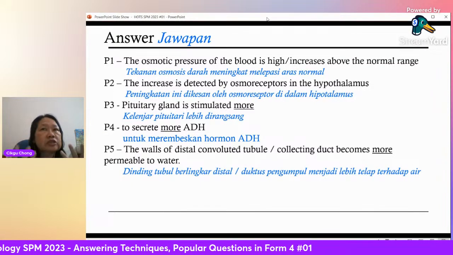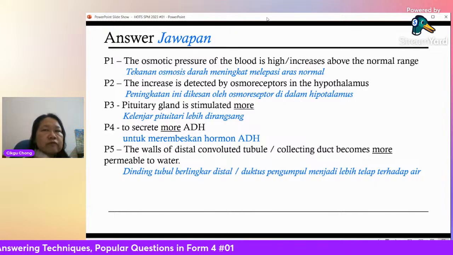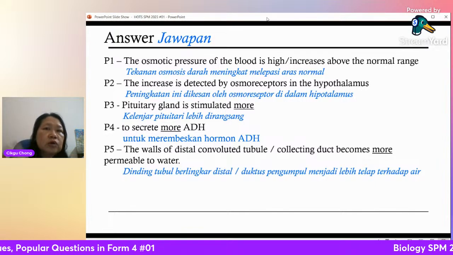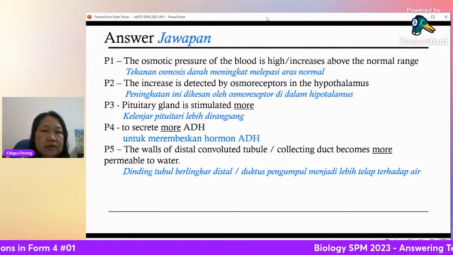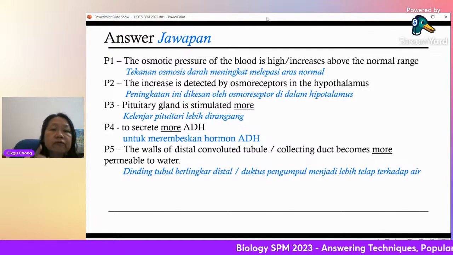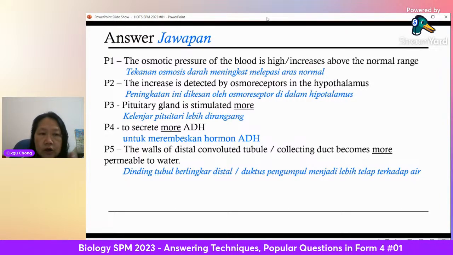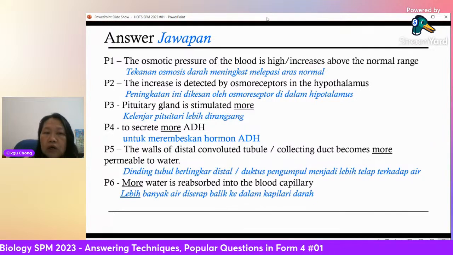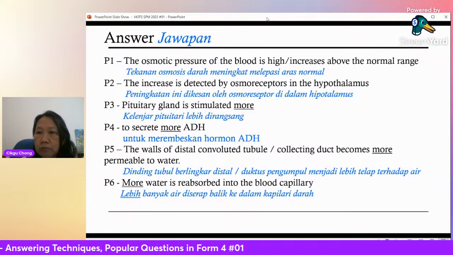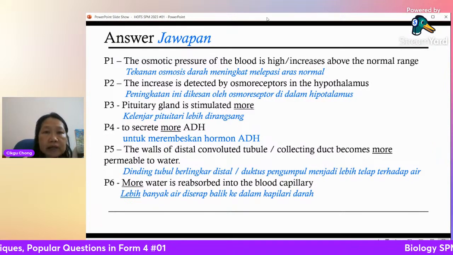Your blood is too concentrated. You don't want to remove so much water through the urine. You want to serap balik air. You want to absorb back the water from the collecting duct, from the nephron. After that, more water is reabsorbed. Please write the word more. Ataupun lebih banyak air diserap balik.